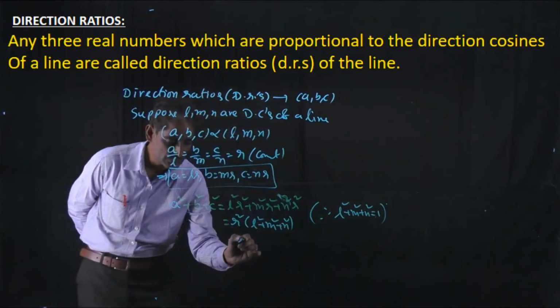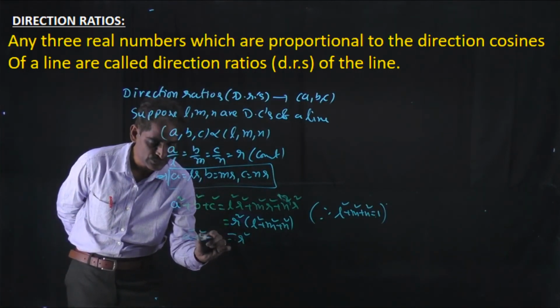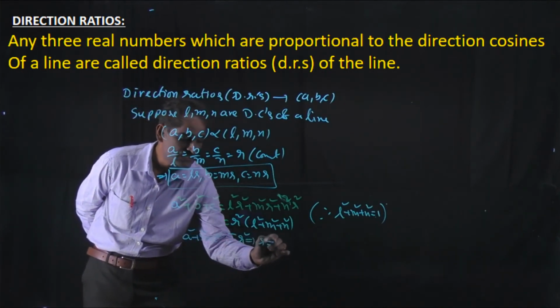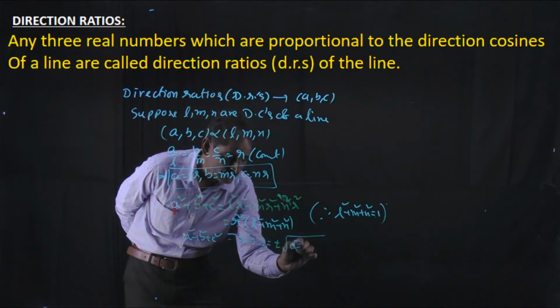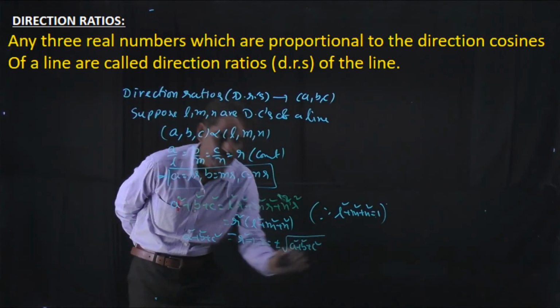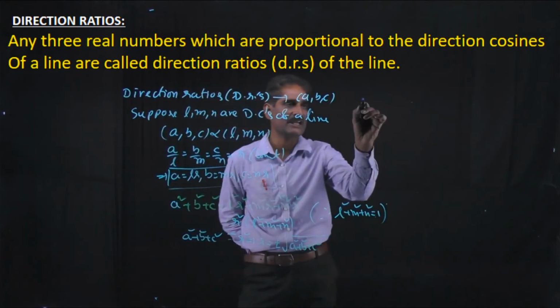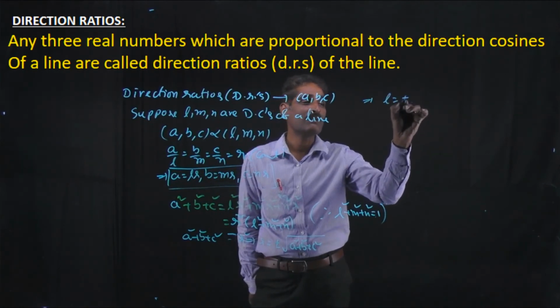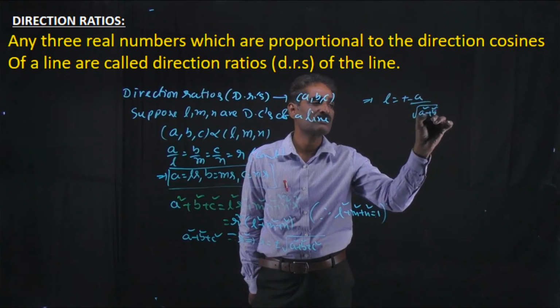Understand? So now this is equal to R square. A square plus B square plus C square is equal to R square. From this, R is equal to plus or minus root of A square plus B square plus C square. Now, just substitute the R value in this relation, then we will get L is equal to plus or minus A by root of A square plus B square plus C square.